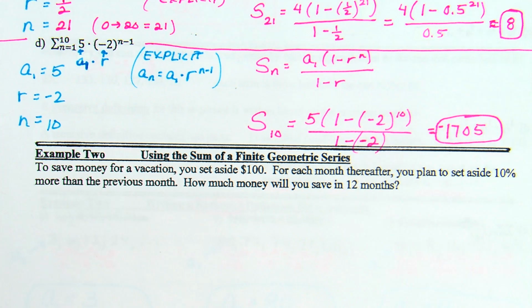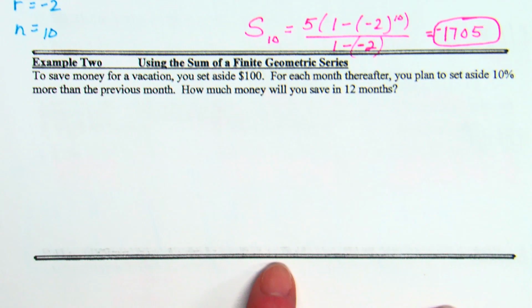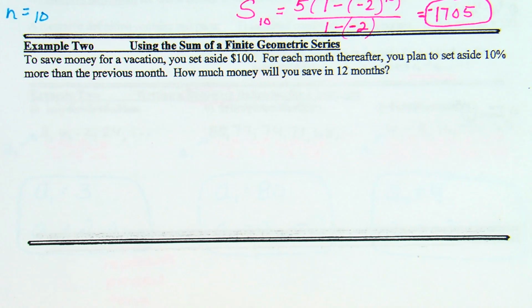You'll notice the heading. It's using the sum of a finite geometric series. That's the one thing we've learned in this lesson, right? So hopefully you realize we're going to follow suit here. What kind of information can you come up with? A of 1? What's A of 1?